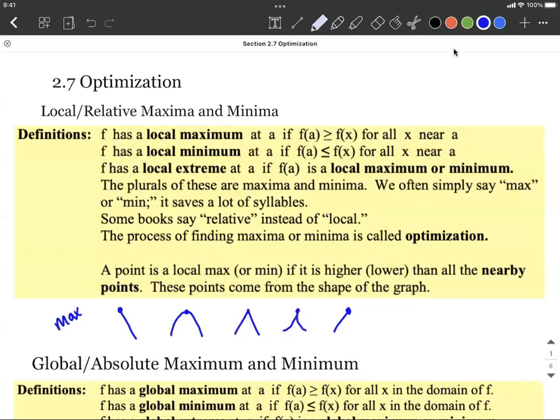When we put the maximums and minimums together, we call these all local extremes or local extrema. What we're trying to do in this section is, one, look at them on graphs, see what they look like, but also try to find these maximums and minimums. We call that process optimization.